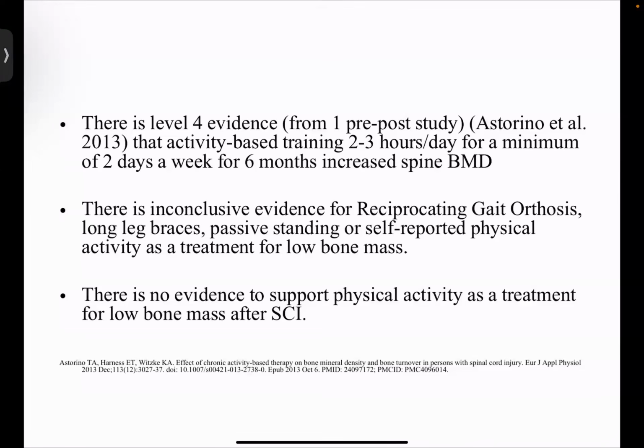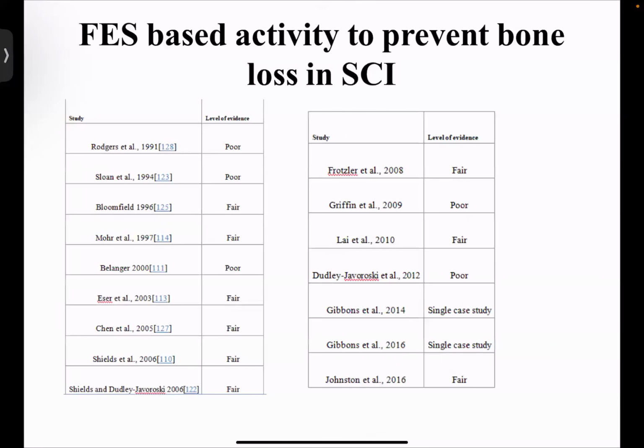But again, spine BMD is hardly affected in spinal cord injury patients, because most of the patients, paraplegic patients, tend to sit, so the loading in the spine hardly changes. Now there is inconclusive evidence for reciprocating gait orthosis, long leg braces, passive standing, or self-reported physical activity as a treatment for low bone mass. Need further studies for that. And there is no evidence to support physical activity as a treatment for low bone mass after spinal cord injury.